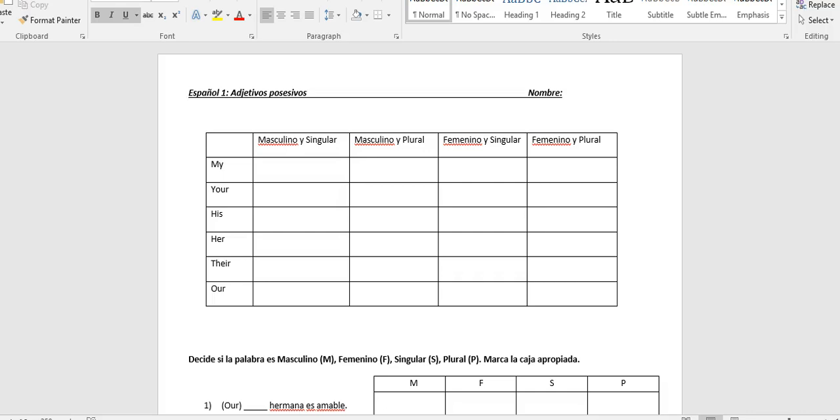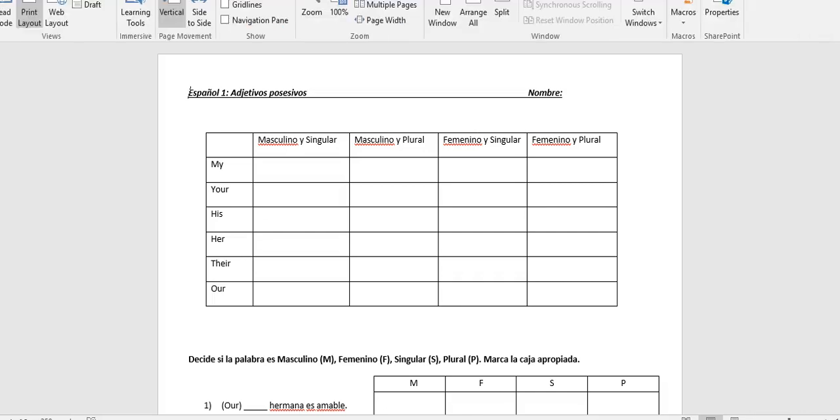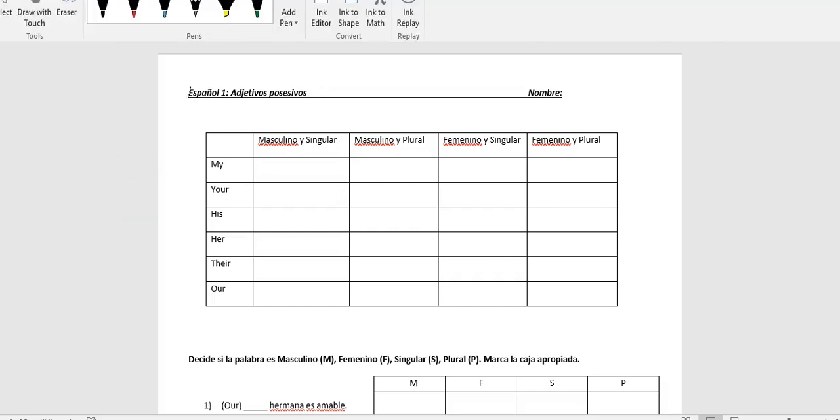So basically your adjetivos posesivos is when you claim ownership to something or you designate ownership to somebody else for something. So in English we have 6 options that we use these with, and these stay consistent no matter the verb or the adjective, whatever it is. In Spanish, we're really down to 4 different types, but you have masculine, feminine, singular, plural, cross. So that's what we're going to work on here.